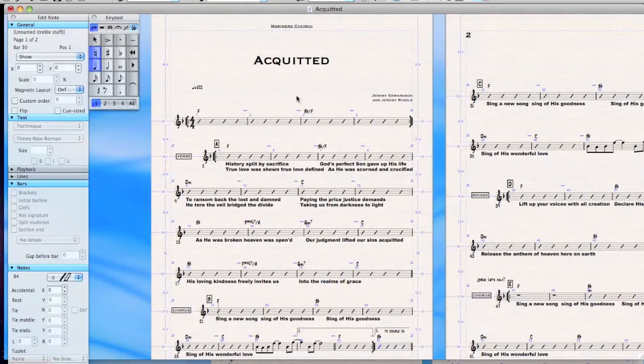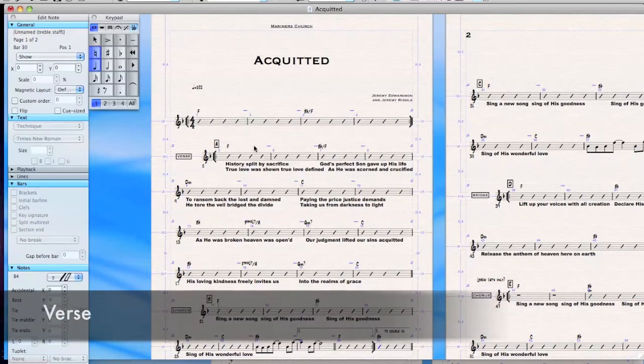2, 4, 1, 2, 3. This is the repeat. 1, 2, 3, 4, 1, 2, 3, 4, 1, 2, 3. Here we go, A.